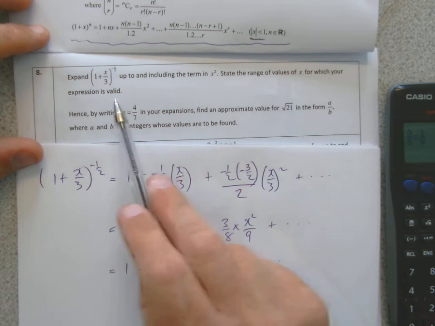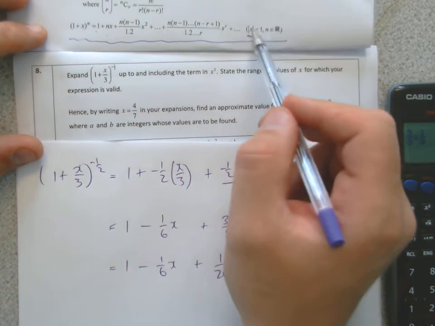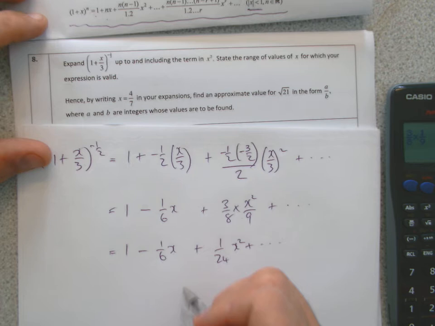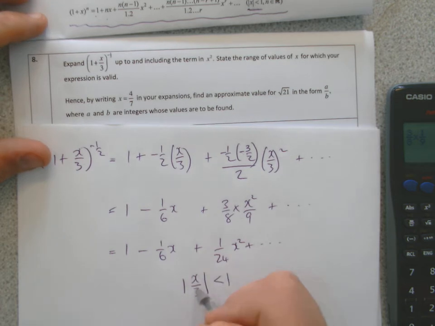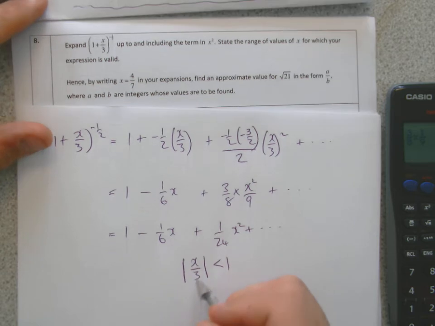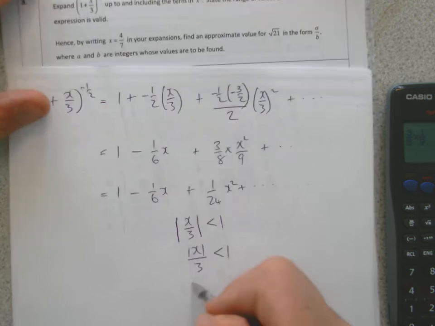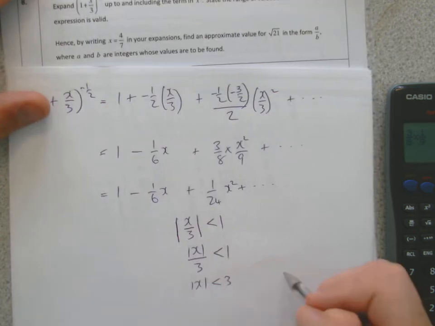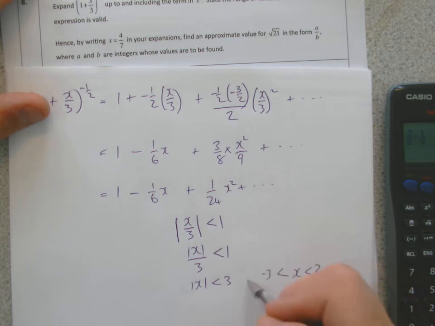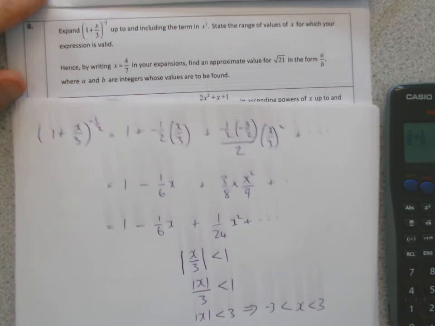And then it says what is it valid for. So remember you use this here, mod x is less than 1. We replace this with x over 3. Mod x over 3 is less than 1, and you can split that up if you want. You can just say mod x divided by 3 is less than 1, because 3 is positive, so you can take it out of the mod, and then because you're dividing, take it up, so mod x is less than 3. Or you could write it like this. I write both versions often. It's exactly the same thing there: x has got to be between minus 3 and 3.